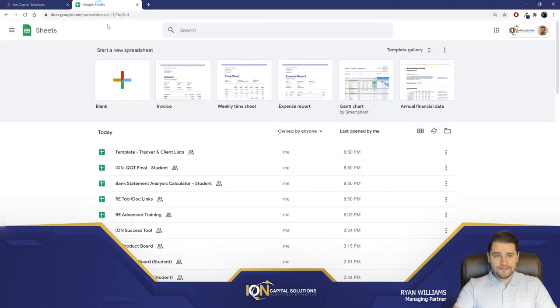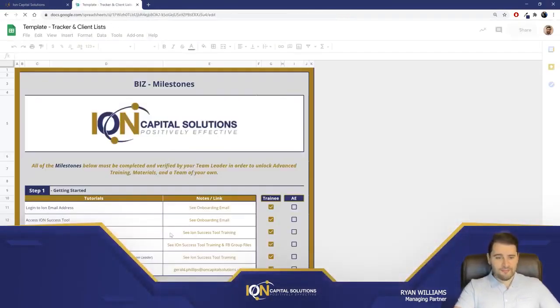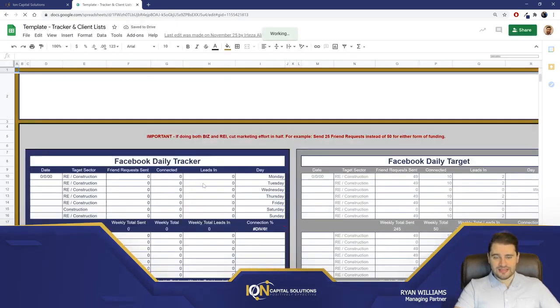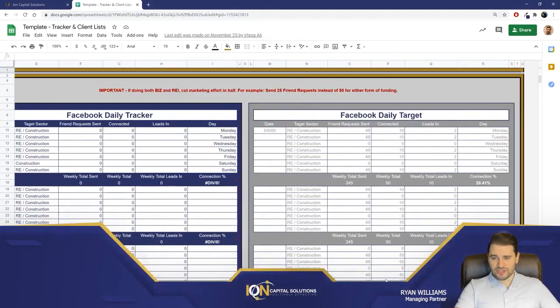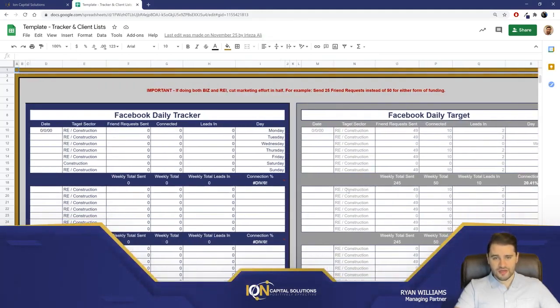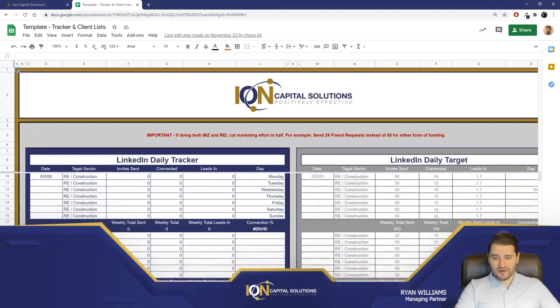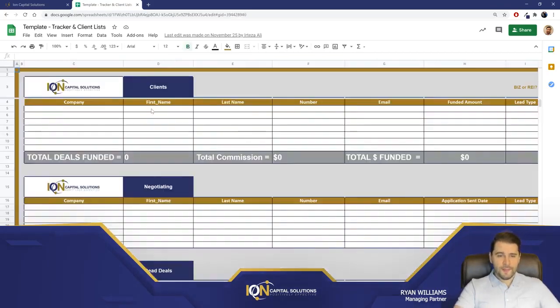Right? So to start, I guess we could show you how we organize our client lists, right? Not only are we setting our milestones, right, but we're tracking our daily outreach. We're tracking the numbers, right, what that should spit out to in terms of results, right, both for business funding, for real estate investment funding, right, for multiple platforms, right, whatever it is.